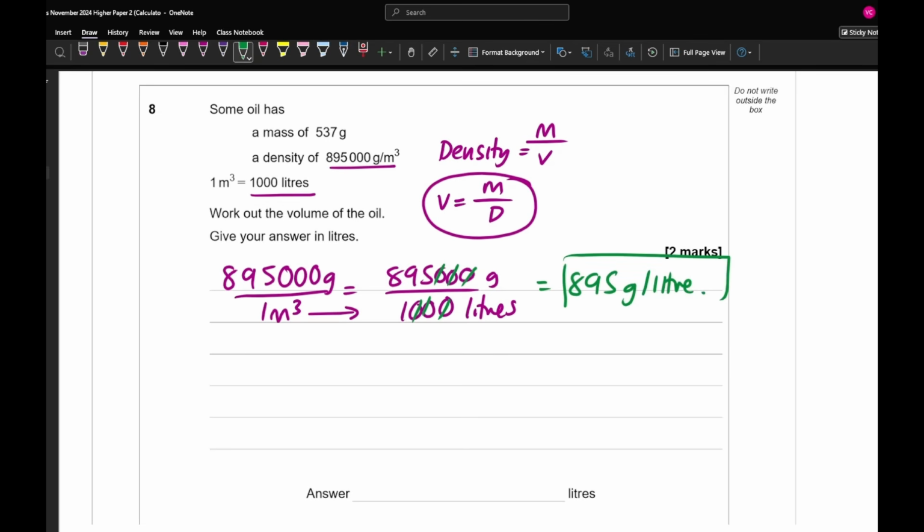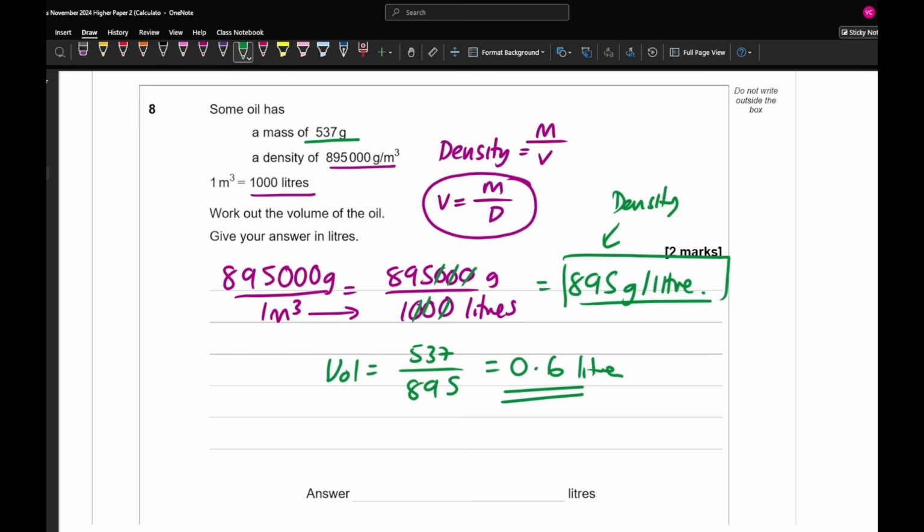Now, using this as our density value and our mass as being 537, the volume is going to be 537 divided by 895, which, if I type that into my calculator, gives me an answer of 0.6, and that's in litres.